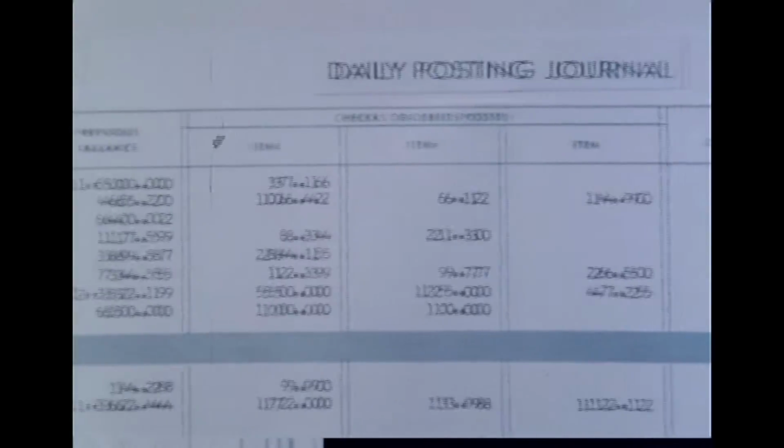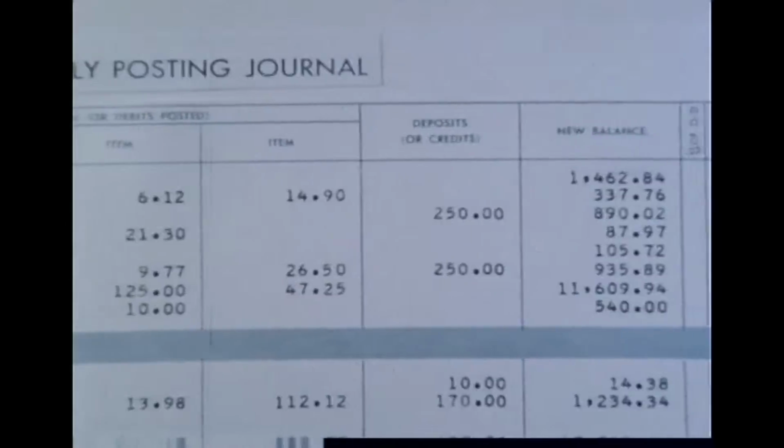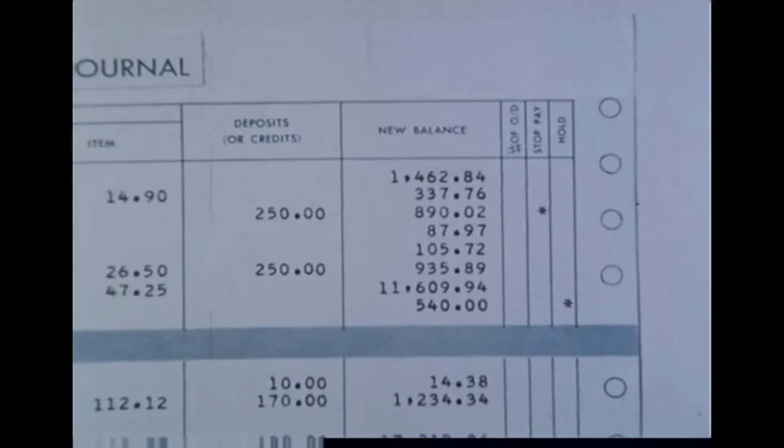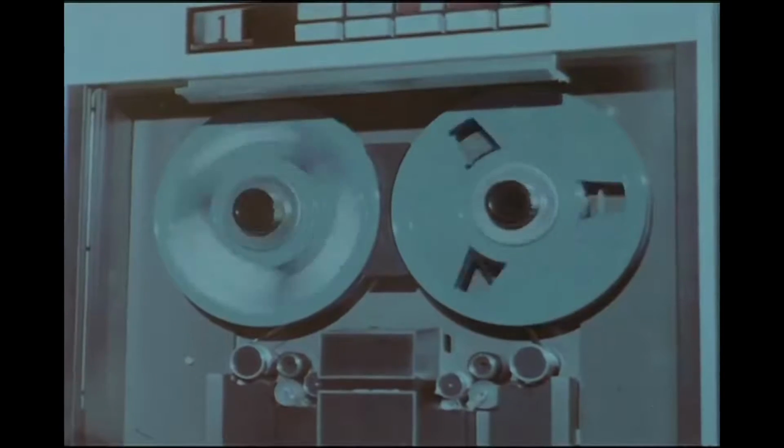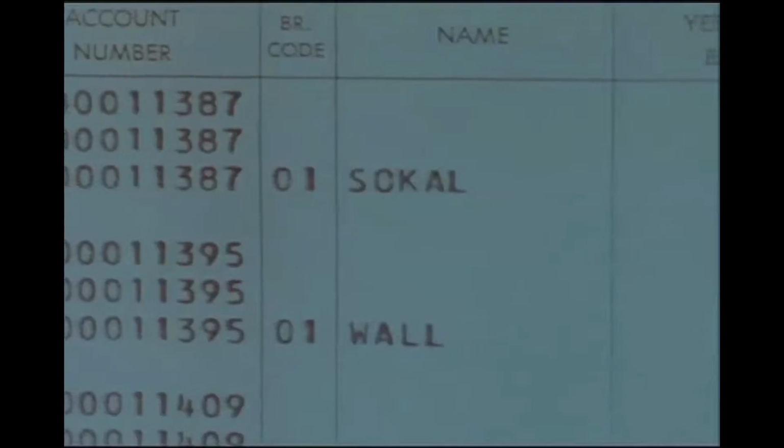The information on the daily posting journal is shown here. The account number, the previous balance, today's items, the debits and the credits, the new balance on the account. These transactions on tape are then sorted to account sequence. After the information is organized in account sequence on tape, it is used to update or post customer account records on new tapes. During the posting run, the trial balance is printed and proved.